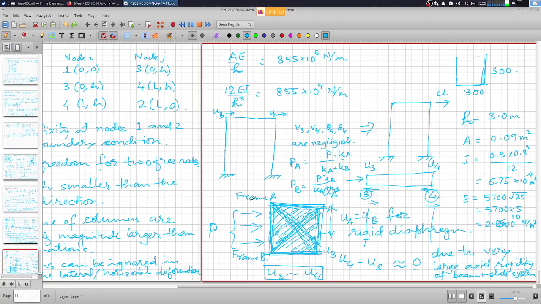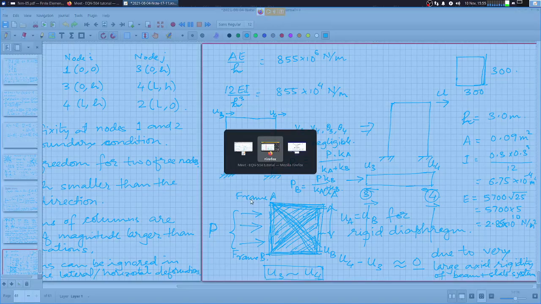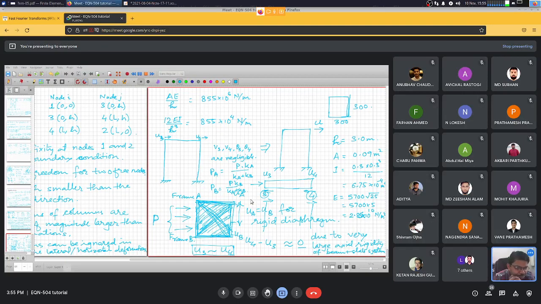In the flexible diaphragm, you do not have this restriction that all the frames have to move by the same amount of horizontal displacement. Frame A can move by a different amount than frame B, and then there can be significant in-plane deformation within the diaphragm. So that is what we refer to as the flexible diaphragm.